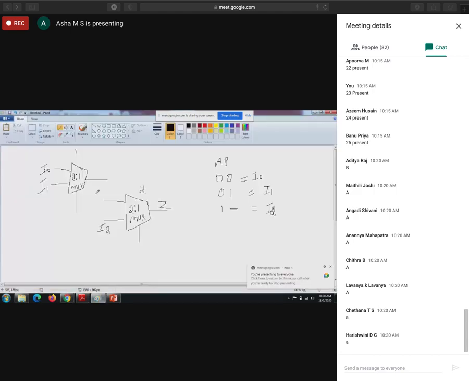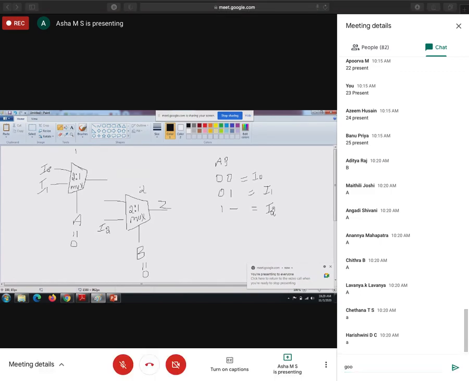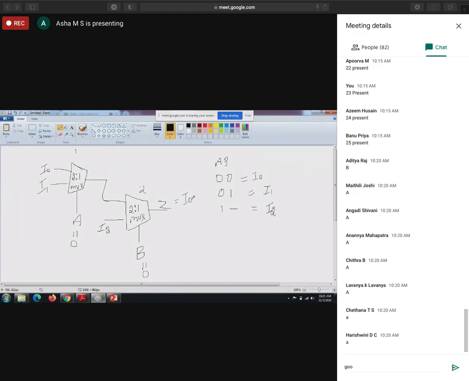Maximum of you are giving A. Okay, let me give A. So if this is A, this is B. If A equal to 0 and B equal to 0, I need to select I naught. Correct, right? Because this is a 3 to 1 mux, the output of the multiplexer will be connected to one input of the second multiplexer. When both are 0, you selected I naught.